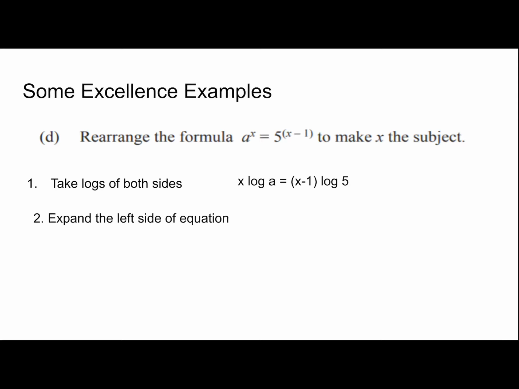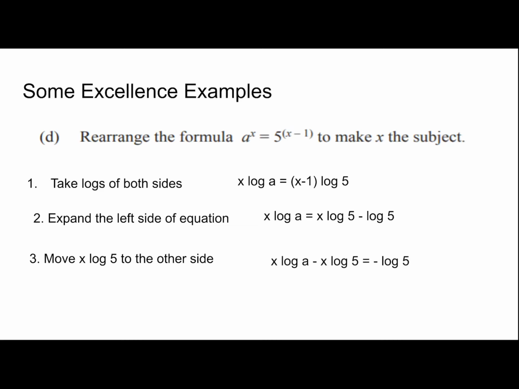Number 2, we're going to expand the right side of the equation. Sorry guys, I made quite a lot of mistakes in this PowerPoint. Sorry about that. So it should say expand the right side of the equation, okay? So therefore x log a equals, just basically expanding like you normally would in algebra, x log 5 minus log 5. And now we can move the x log 5 to the other side, so it becomes x log a minus x log 5 equals negative log 5.